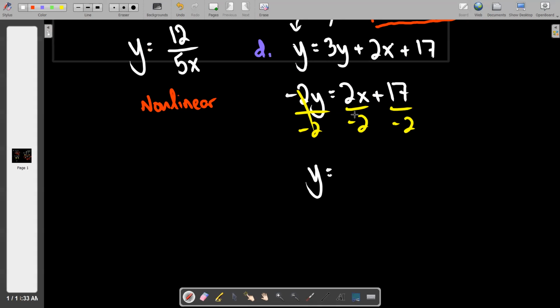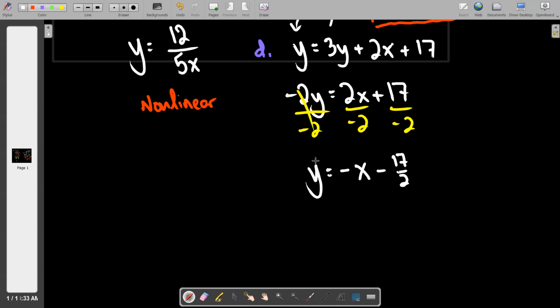What will my slope be right in front of x? Negative 1. So I could just put like negative x. You could put negative 1x if that's your thing. And then you could put like minus 17 halves, or you could put minus 8.5. I'm just going to leave it like this because no one's asking me to graph this. And so I don't really care if it's a fraction and not a mixed number.